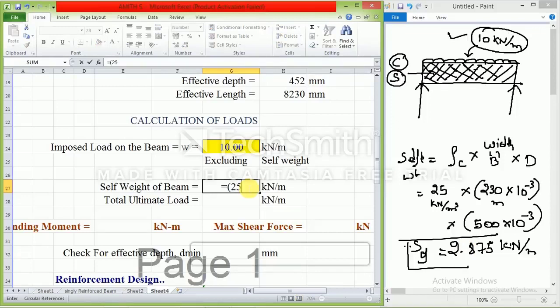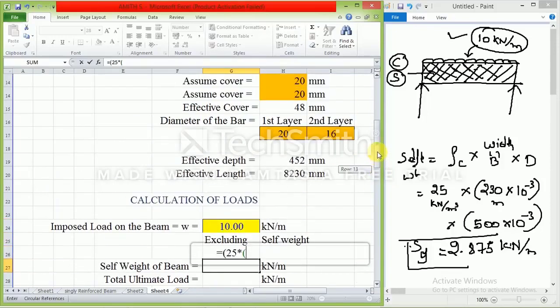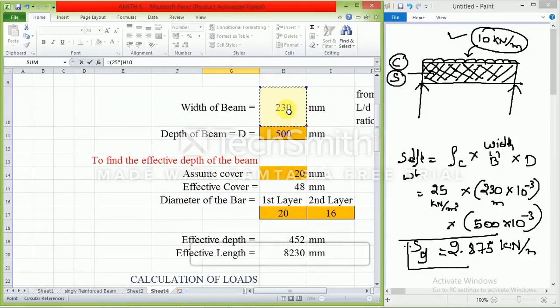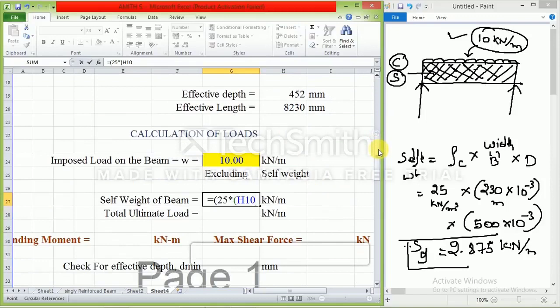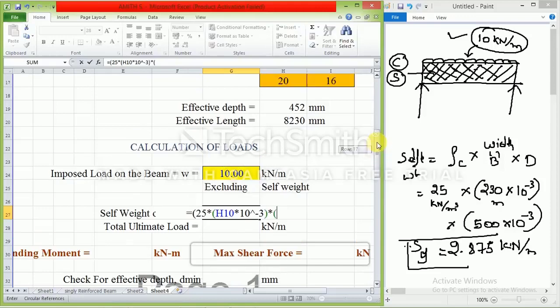What is the density of the concrete? It is 25 into, again I'll open the bracket, into breadth of the beam. I'll come up, width of the beam, fine. I need to convert it into mm. So into 10 to the power minus 3, that is shift 6. If you are pressing shift 6, you will get a power column like this, minus 3. I will close the bracket, again multiplied by depth of the beam, right?